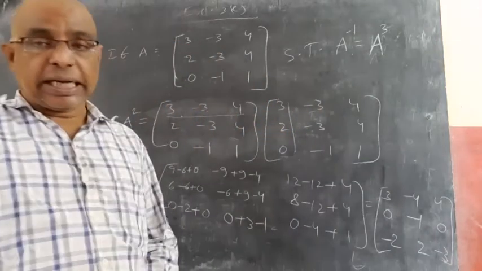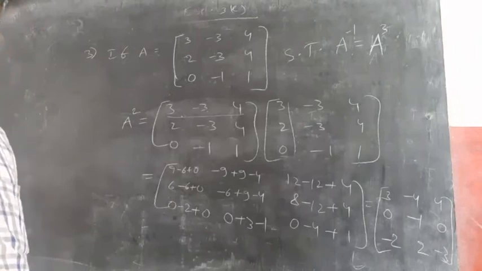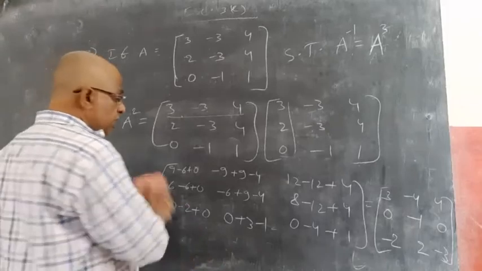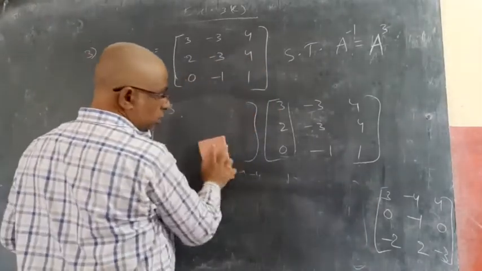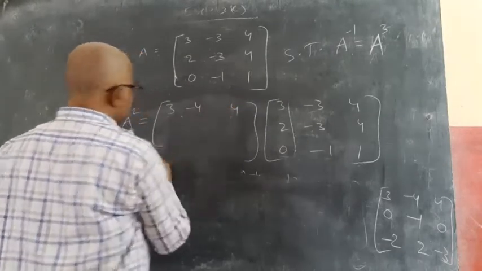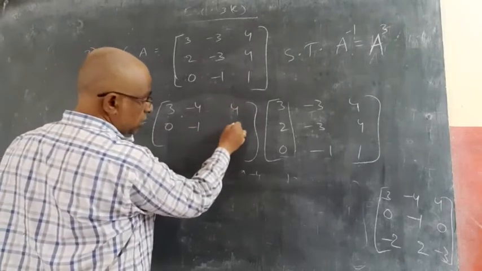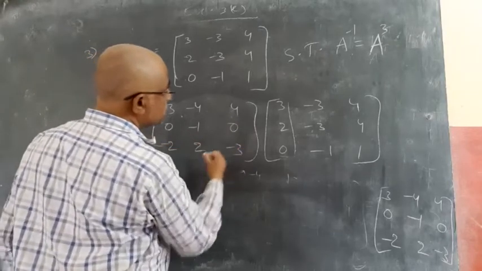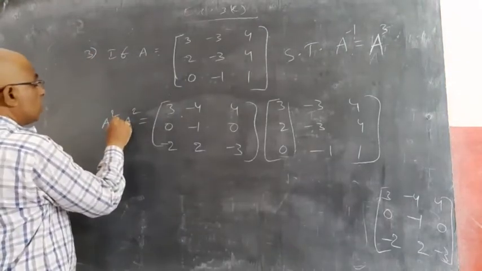Like this we got A square. Then we need to find A power 4. So A square into A square gives me A power 4. So what is A square I got? 3 minus 4 4, 0 minus 1 0, minus 2 2 minus 2. This is A square.